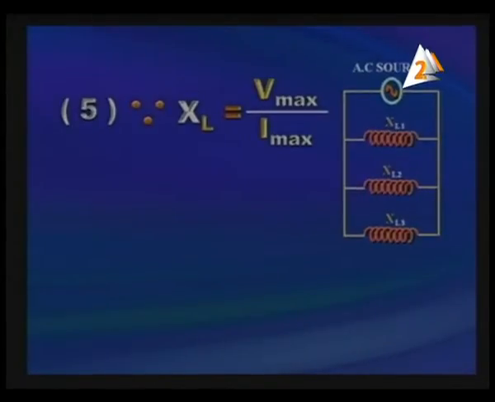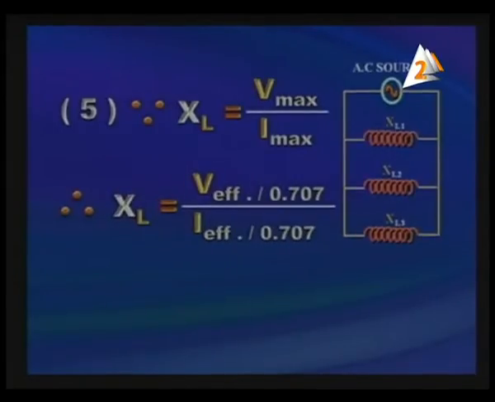Okay, since XL is equal to V max over I maximum, dividing both sides by 0.707, we can say XL is equal to V effective over current effective.